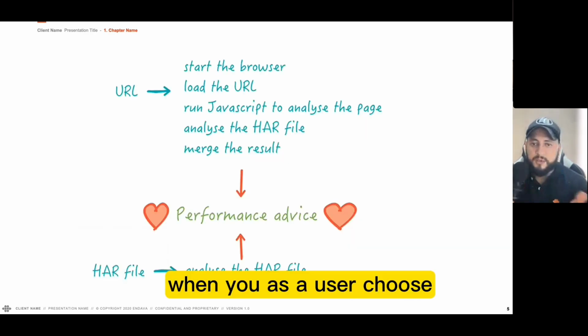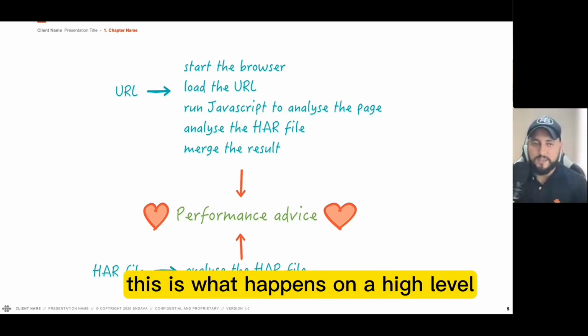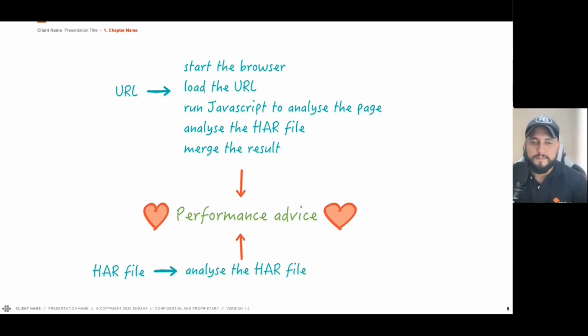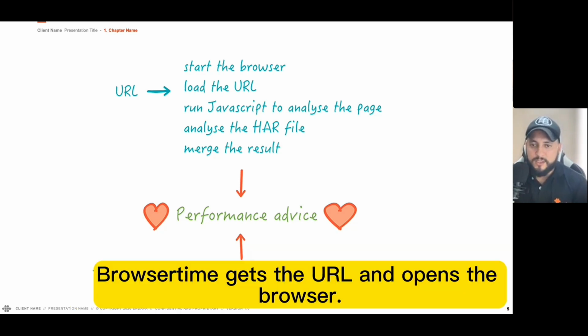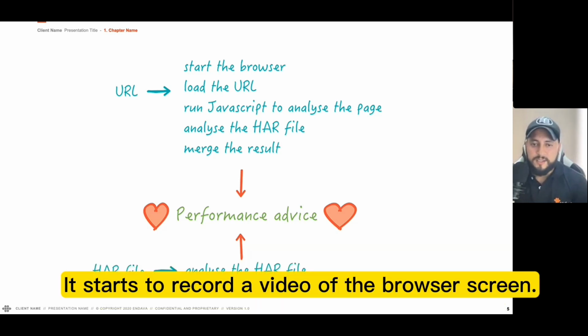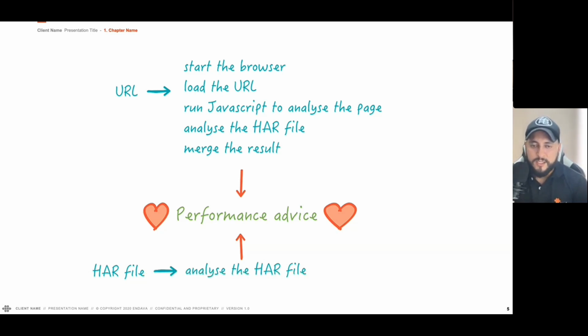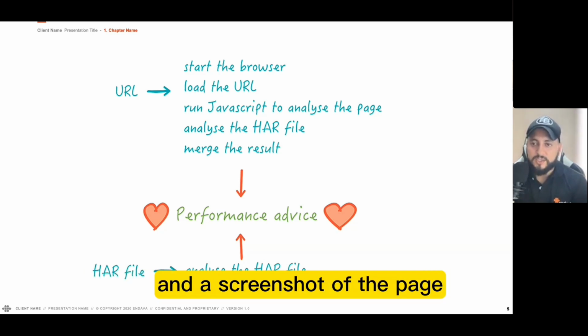When you, as a user, choose to test a URL, this is what happens at a high level. SciSpeed.io starts and initializes all configured plugins. The URL is passed around the plugins through the queue. Browsertime gets that URL and opens the browser. It starts recording a video of the browser screen. The browser accesses that URL. When the page is finished, Browsertime takes a screenshot of the page.